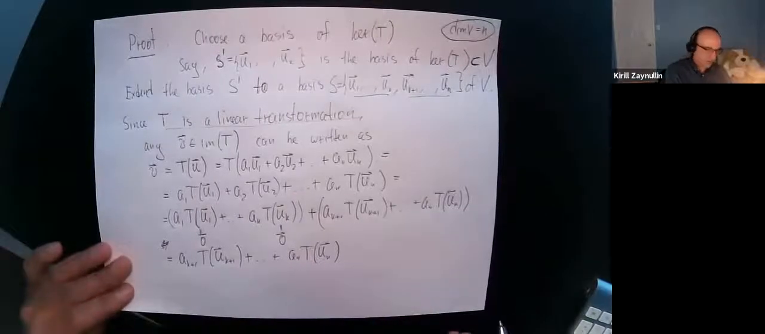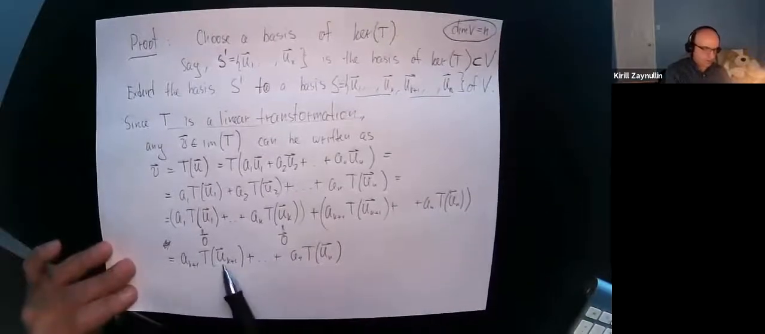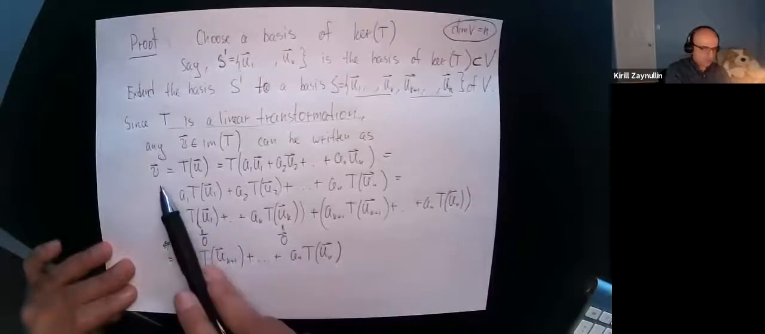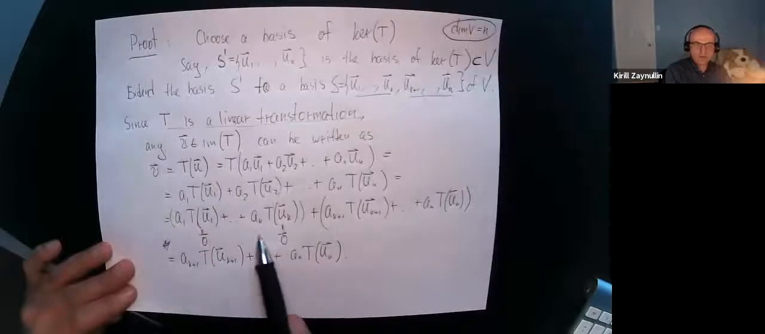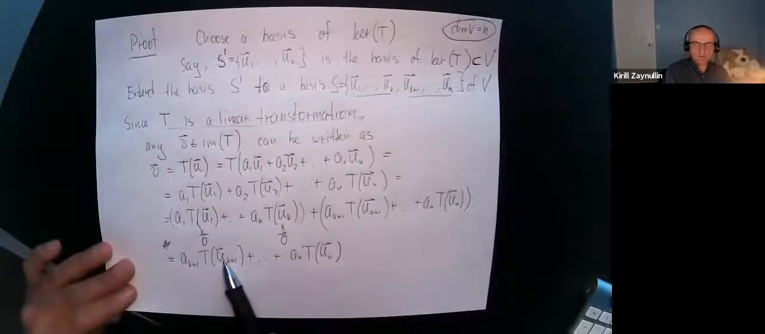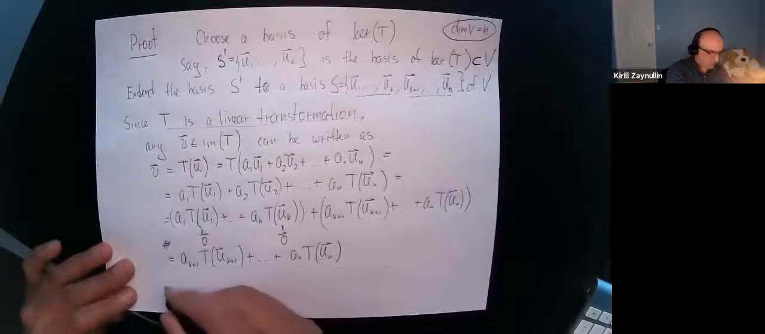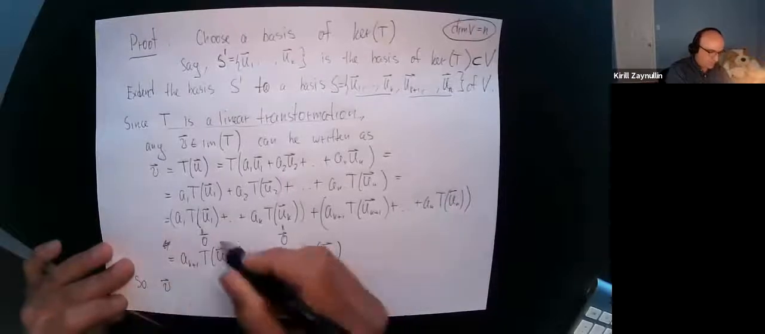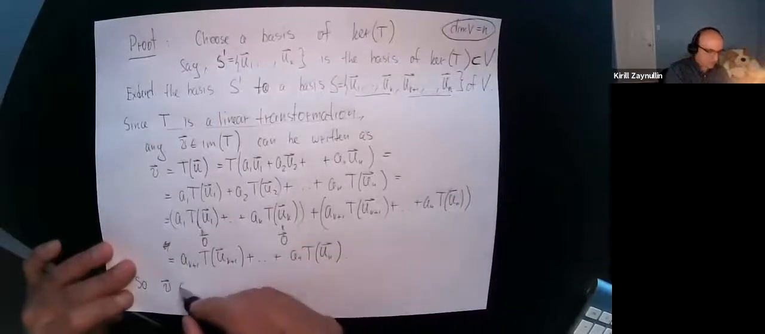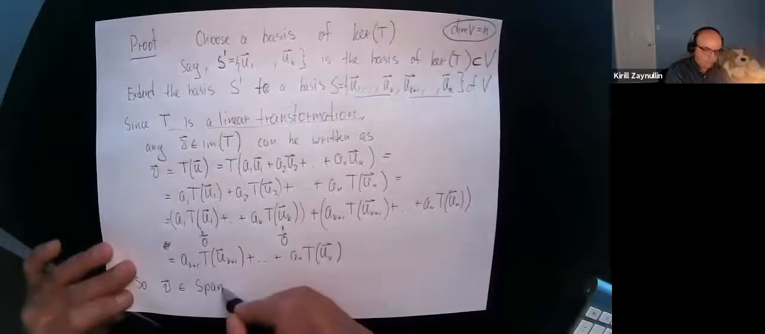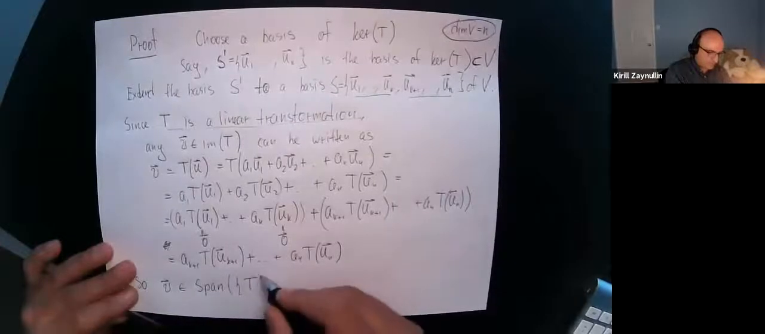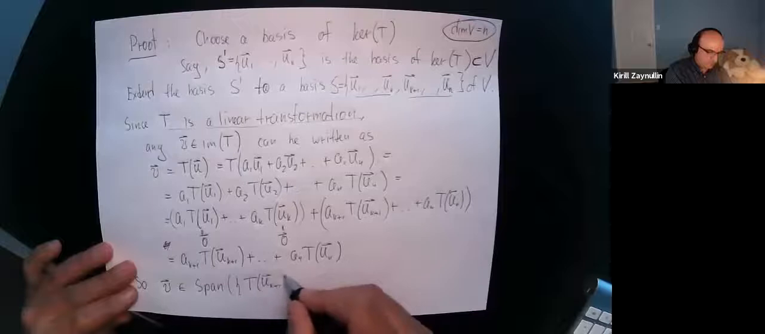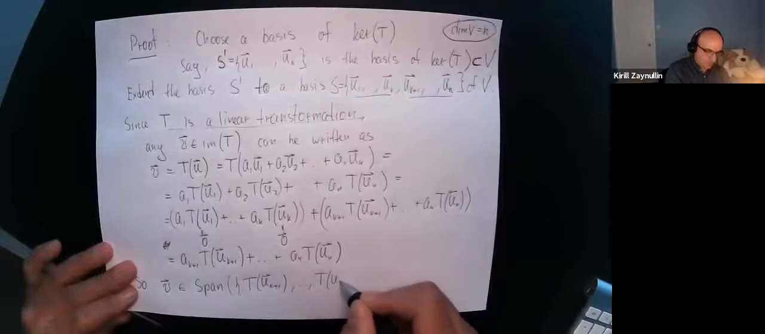Or another way to say this is just that a vector v can be written as a linear combination of those vectors T of u(k+1) up to T of un. So let me write it. We just showed that v belongs to the linear span of those vectors, T of u(k+1) up to T of un.